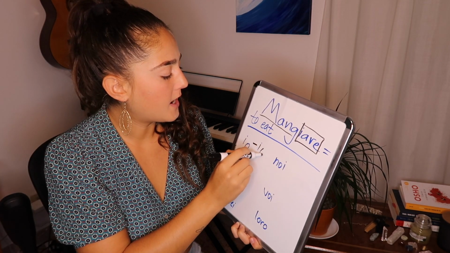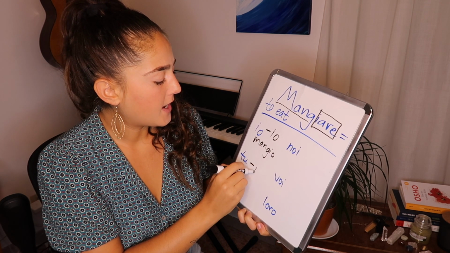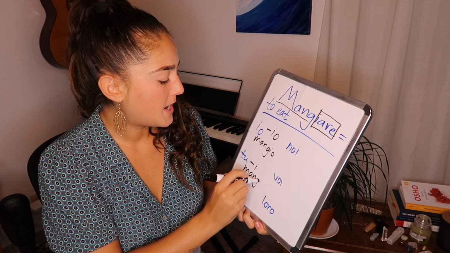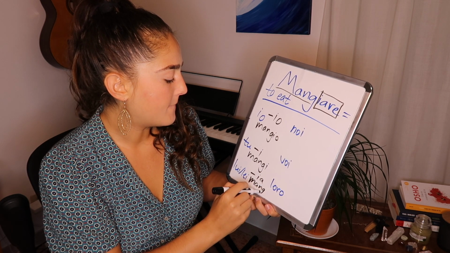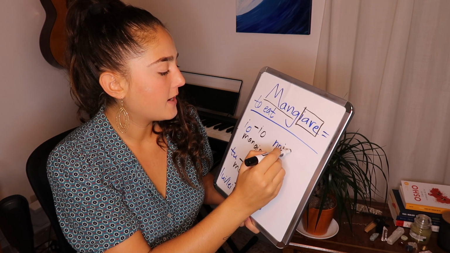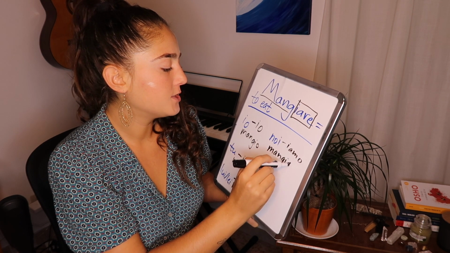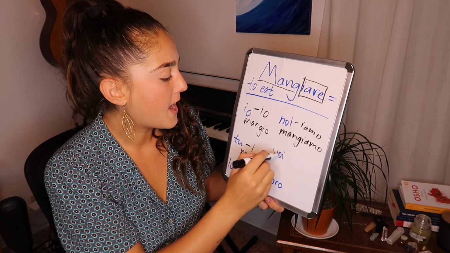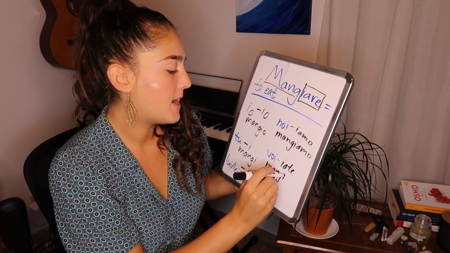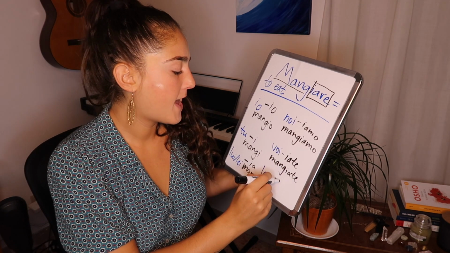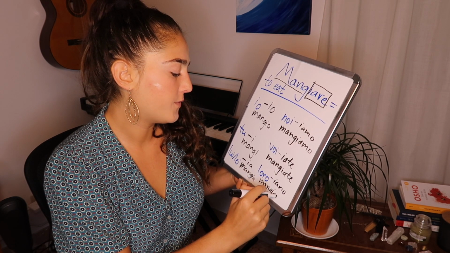So for io, we add an IO, so it becomes mangio. Tu, we add an I, so it becomes mangi. Lui or lei, we add an IA, so it becomes mangia. Noi, we add an IAMO, so it becomes mangiamo. Voi, we add an IATE, so it becomes mangiate. And loro, we add an IANO, so it becomes mangiano.